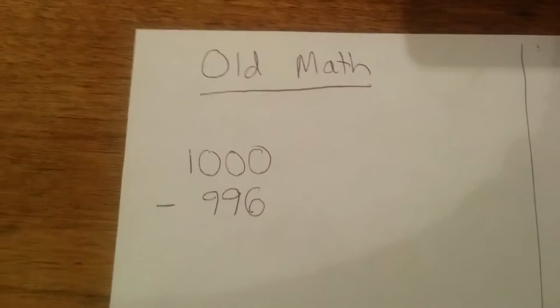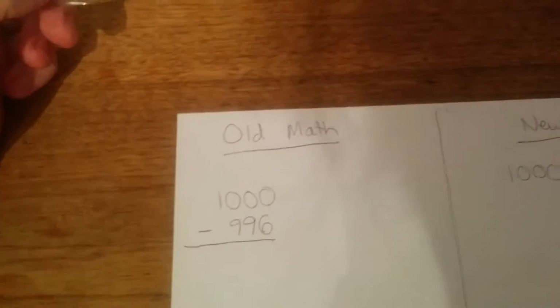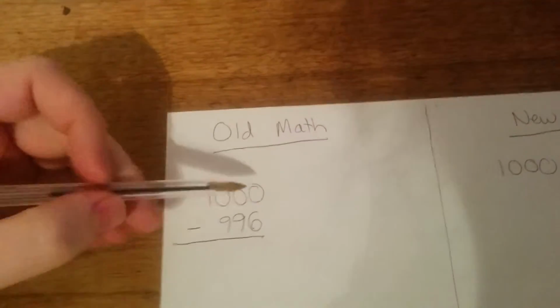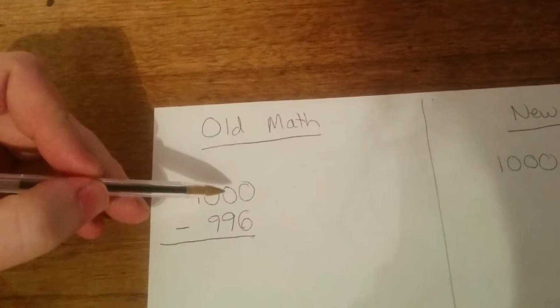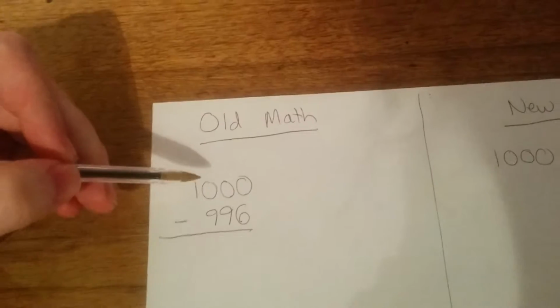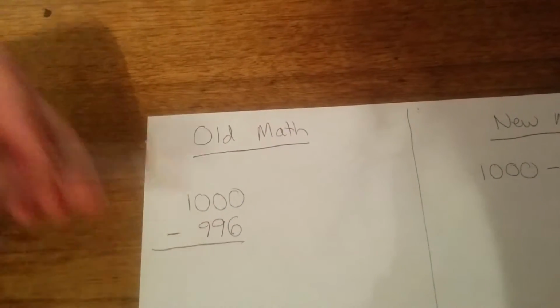So let's start over here on the old math side. Here's our problem. 1,000 minus 996. The old math way of doing this is that we start here with 1,000 minus 996. Now, 0 minus 6, you can't do that. So you have to borrow from here. But that's 0 minus 9. You can't do that either. So you have to borrow again. But that's 0 minus 9, you can't do that either.